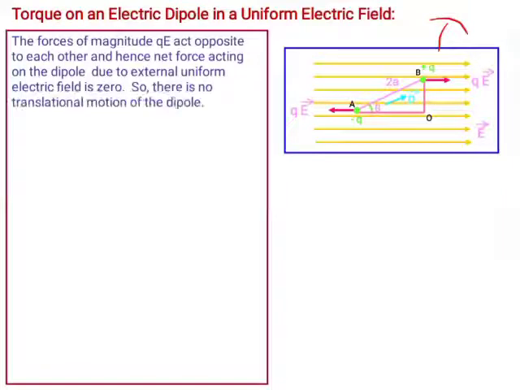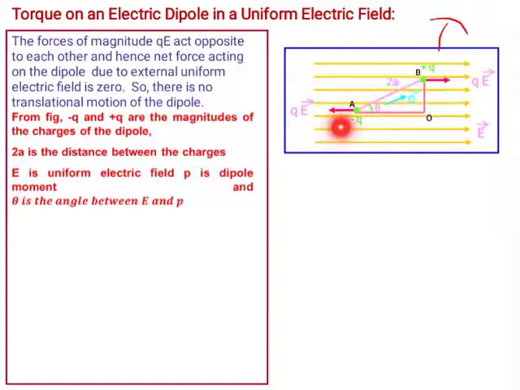Now the forces of magnitude qE act opposite to each other, and hence the net force acting on the dipole due to the external uniform electric field is 0. So there is no translational motion of the dipole. What is translational motion? Linear motion is translational motion. We are observing only rotational motion, the rotational force, here.